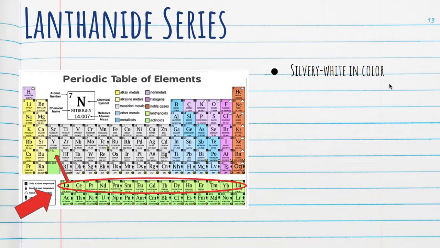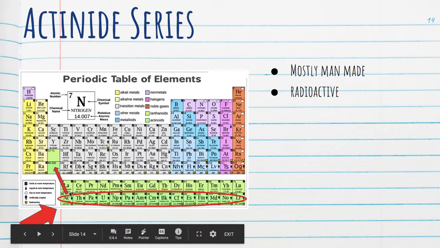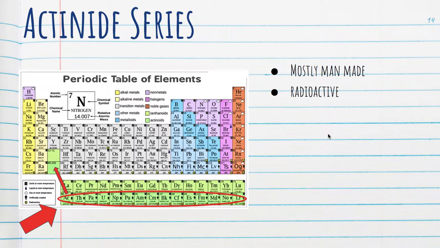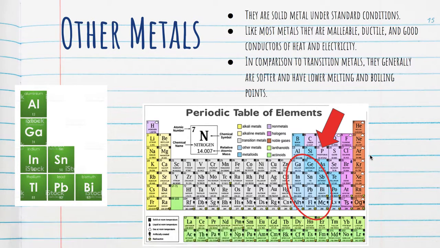Lanthanide series, these are silvery white in color. The actinide series, again, they're named after the first element in that row, actinium, and I've already explained why, but they're mostly man-made materials, and many of them are radioactive. The other metals, you'll notice they go along this zigzag here in light blue. These are solid metals under standard conditions, and they're like most metals in that they're malleable, ductile, and good conductors of heat and electricity. In comparison to transition metals, they generally are softer and have lower melting and boiling points.